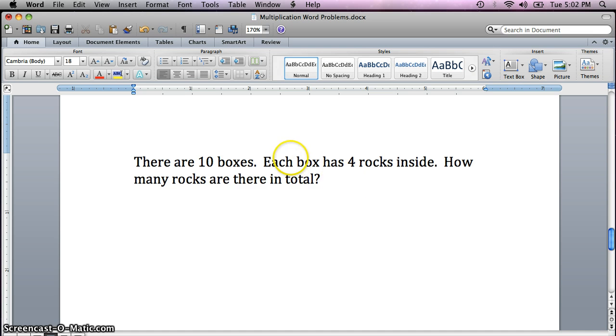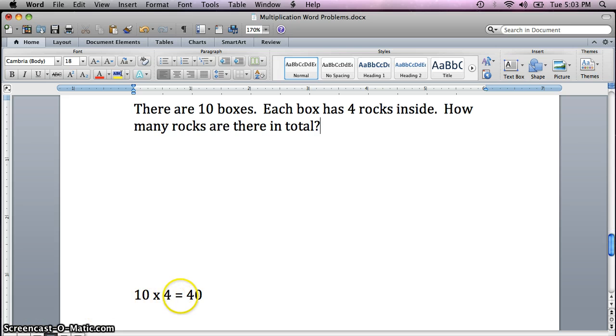In this as well, we see our keyword each, which means that we're going to be multiplying. And we can see down here that we're going to multiply 10 by 4 to get 40 rocks in total, because we knew from this keyword each that we were to multiply the 2 numbers included.